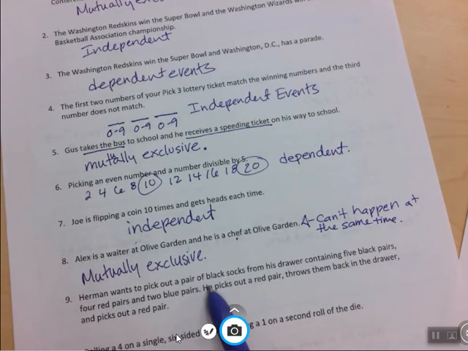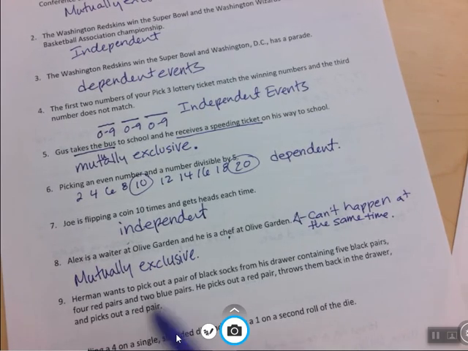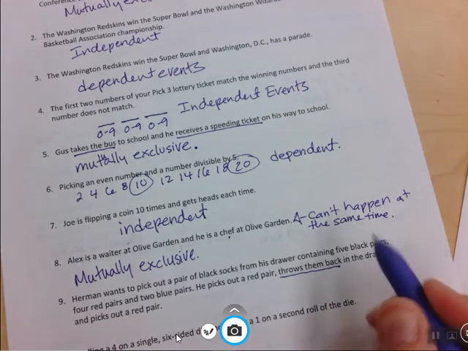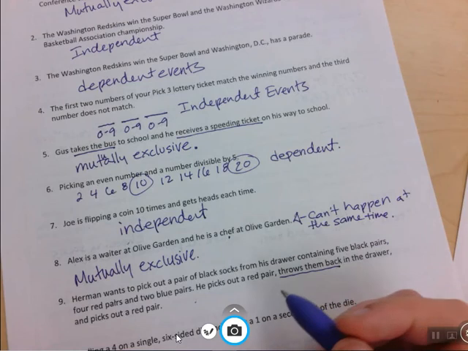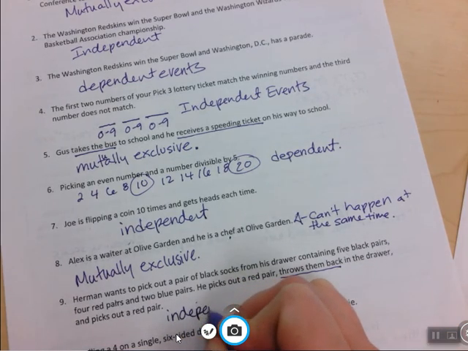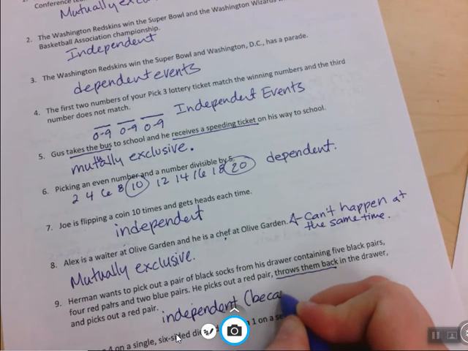Herman wants to pick out a pair of black socks from his drawer containing 5 black pairs, 4 red pairs, and 2 blue pairs. He picks out a red pair, throws them back in the drawer, and picks out a red pair. So this is different from my sock example because he puts them back. If he puts them back, the chances for the first choice are the same as the chances for the second choice. So those are now independent. And that's because he put the socks back.